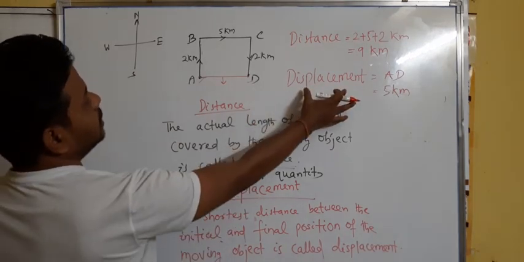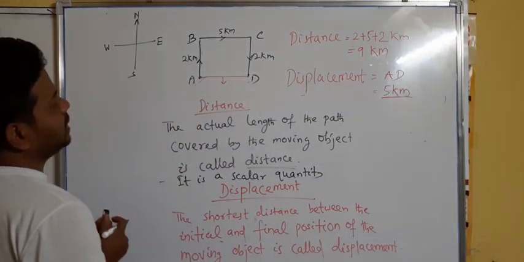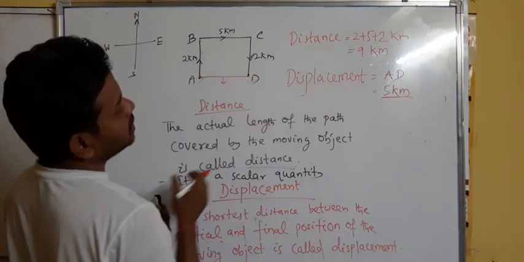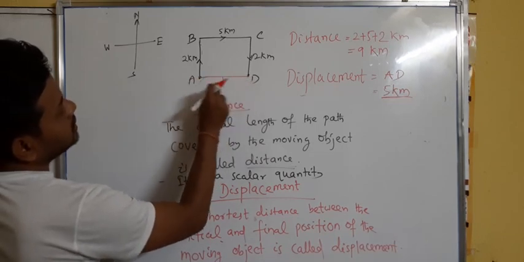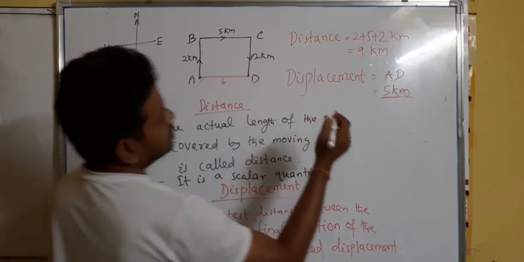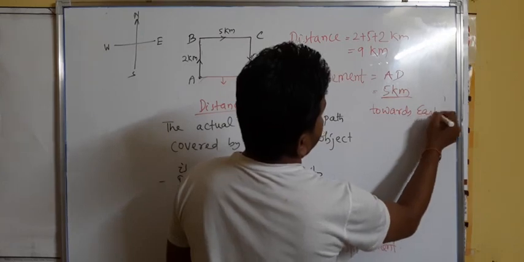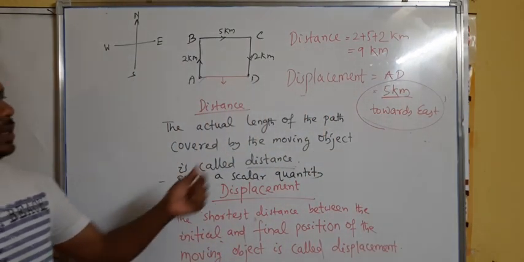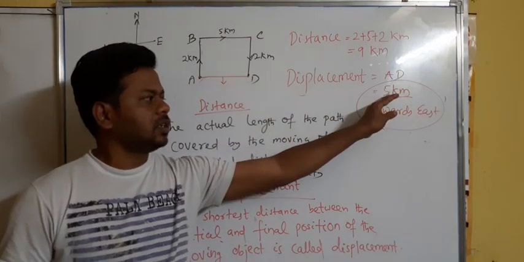So the magnitude of displacement is 5 kilometer here, but if you give the complete information of the displacement, I can say it is from A to B. Which direction is there? From here you can see it is towards east. So I can write 5 kilometer towards east. This will be the complete information for the displacement, so it is a vector quantity because you have to mention magnitude and direction.